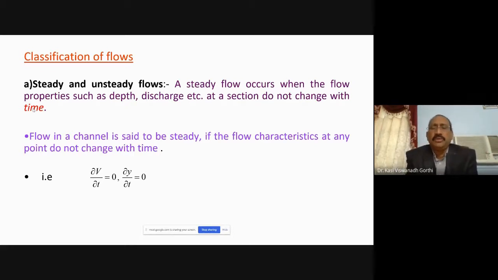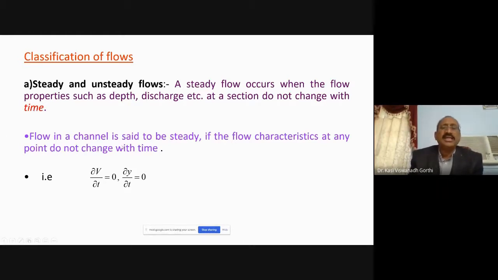At 12 noon, the velocity is measured to be 1 meter per second, which means that from 7 a.m. till 12 noon, the velocity is constant, not changing with respect to time. So the flow is steady. If the velocity is not changing with respect to time, then it is called a steady flow. So the velocity and the depth of flow are the parameters.